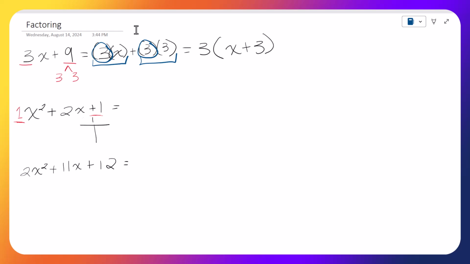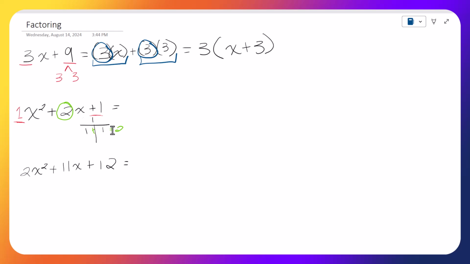We're looking for factors of 1 that add up to 2. This one's very simple because the only factors of 1 are 1 and 1. 1 times 1 equals 1. Let me restate that. 1 times 1 equals 1. And 1 plus 1 equals 2, which is our B, our middle coefficient.